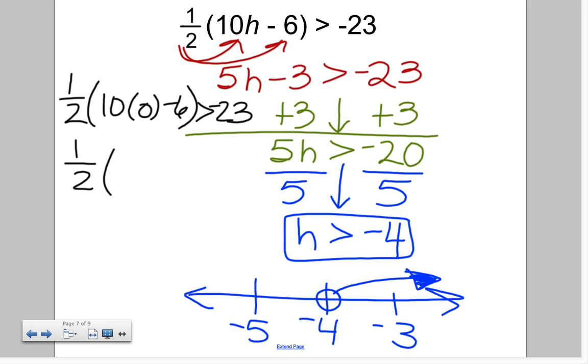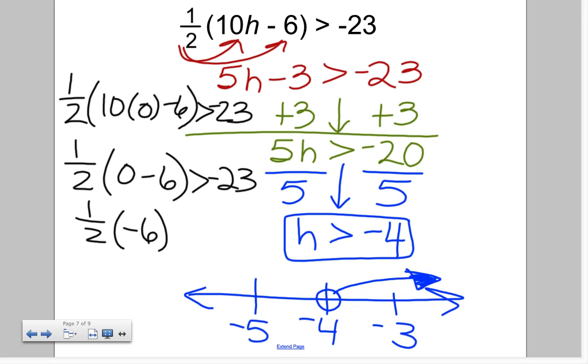So we got 0 minus 0 and -6 still in here, and then we have 1/2. And -6 is left over because 0 and a -6 is still -6. And then what's half of -6? -3 is greater than -23.